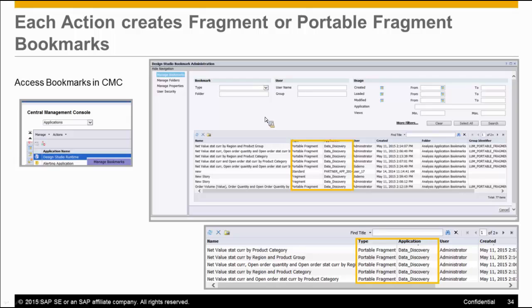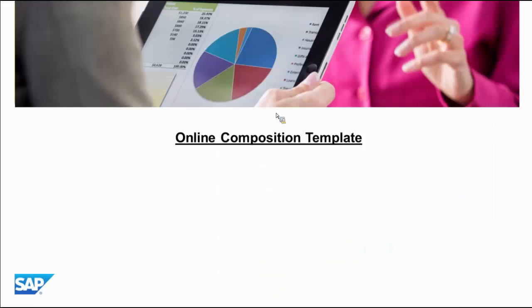Okay, so again, it's the same, nothing new. If you save your app as a portable fragment or a smart object, or just as a regular bookmark, then all this can be managed again through the CMC under this manage bookmarks option. So that was a little about the data discovery and visualization template.